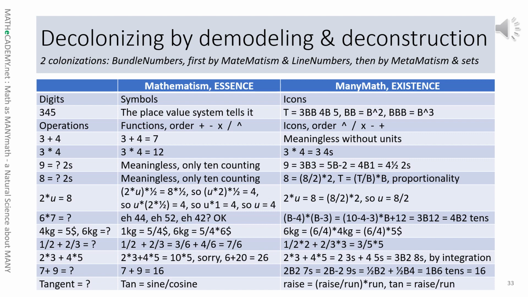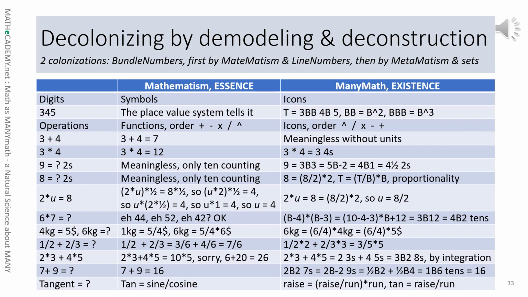6 times 7 is what? 44. 52. 42, okay. No, 6 times 7 is bundle minus 4, times bundle minus 3, that is 10 minus 4 minus 3, times bundle, plus 12, that is 3 bundle 12, that is 4 bundle 2, tens, or 42.